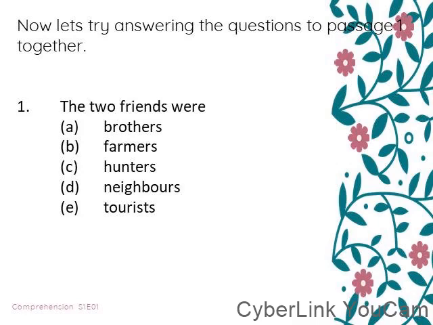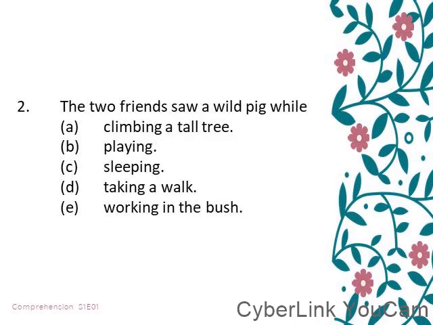So then we go to the next question. The two friends saw a wild pig while A, climbing a tall tree, B, playing, C, sleeping, D, taking a walk, E, walking in the bush. The two friends saw a wild pig while doing what? So we're going to go back to the comprehension passage now and ask, what were the two friends doing?